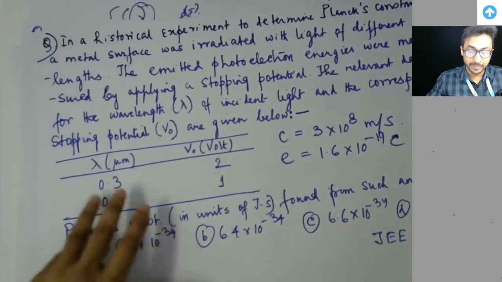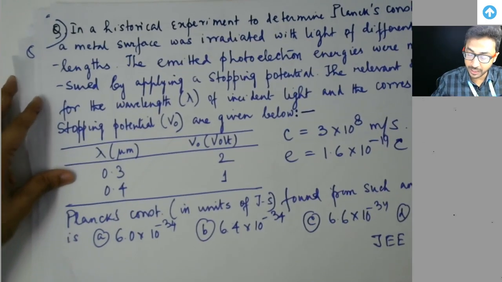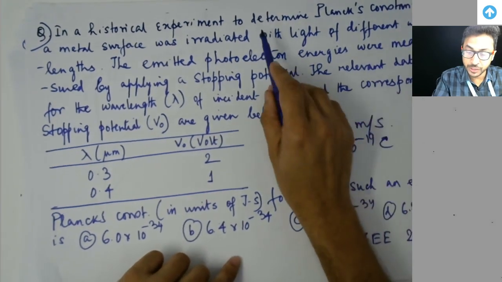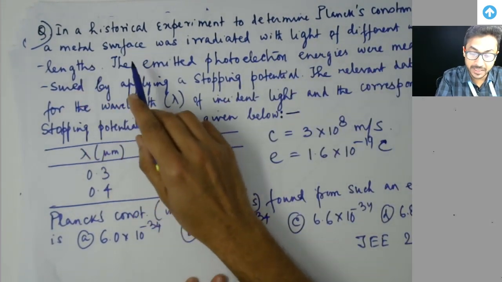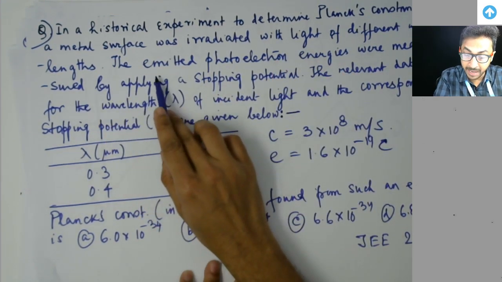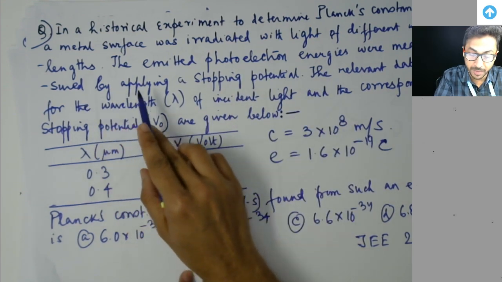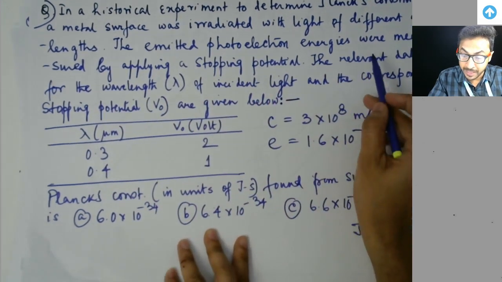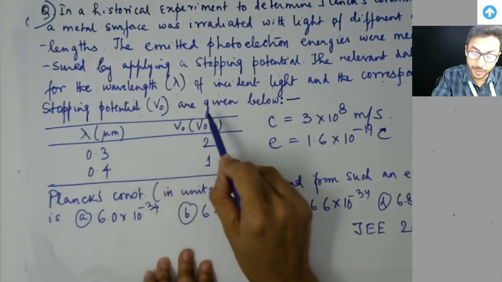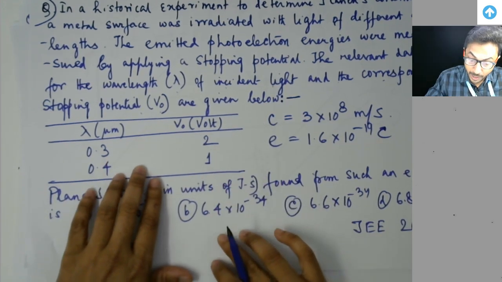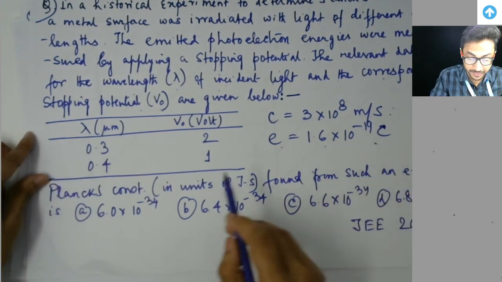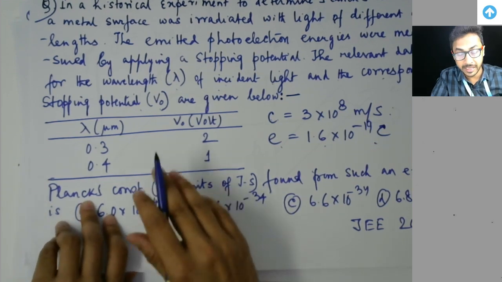Okay. This is a very important question. It came in JEE 2016. In a historical experiment to determine Planck's constant, a metal surface was irradiated with light of different wavelength. The emitted photoelectron energies are measured by applying a stopping potential. The relevant data for the wavelength of incident light and the corresponding stopping potential are given here. Now, c, the speed of light, and electron charge are given. We have to find the Planck's constant. Let us try to analyze the question.